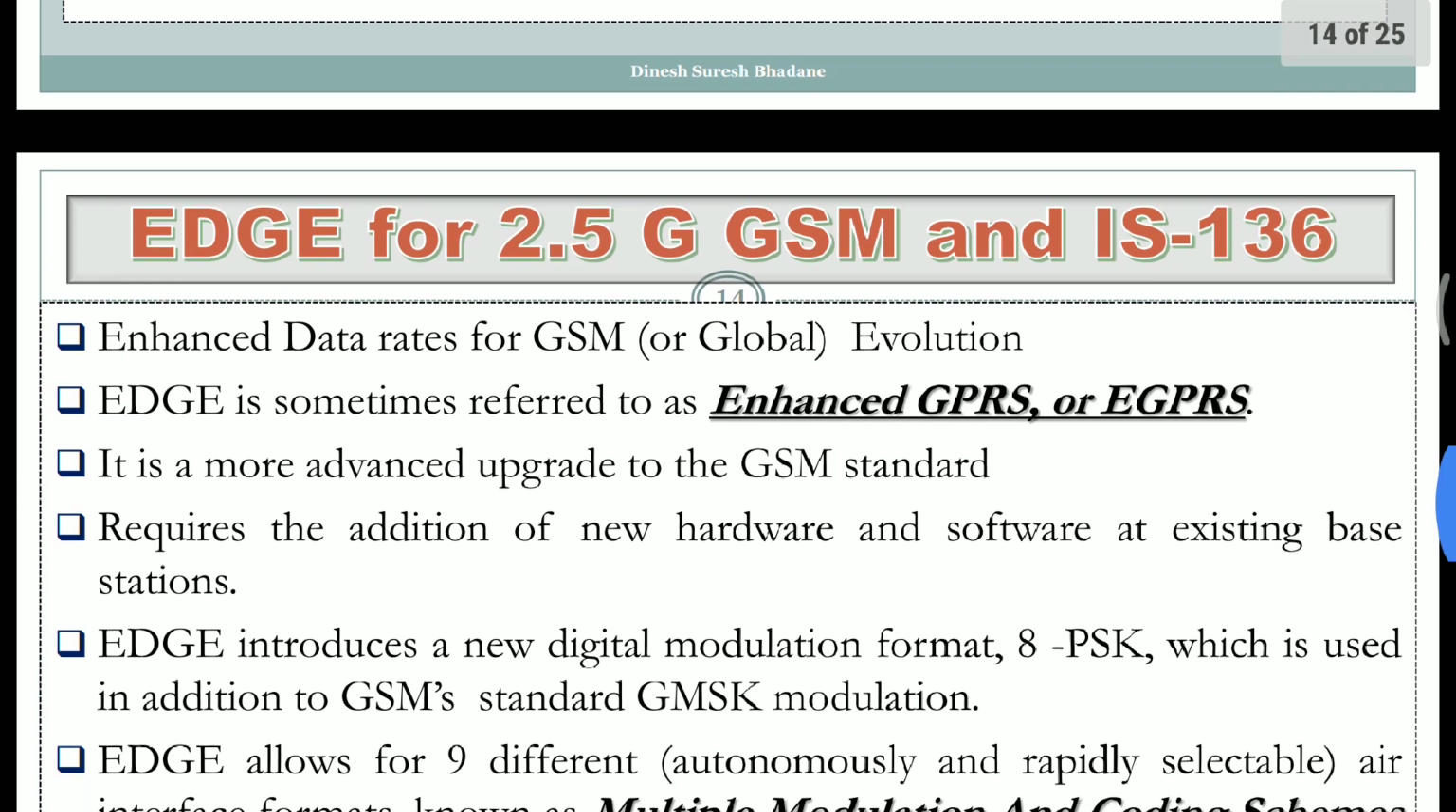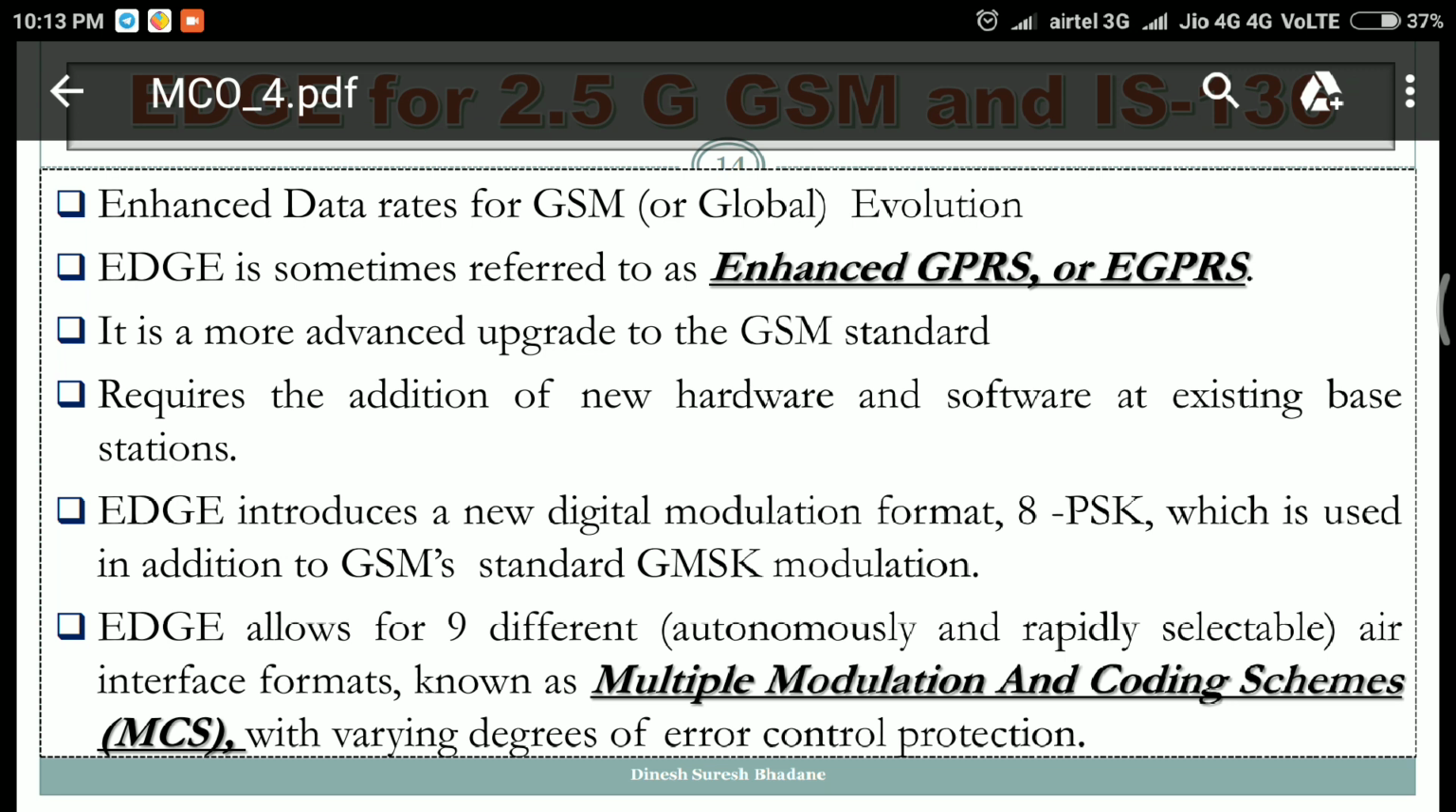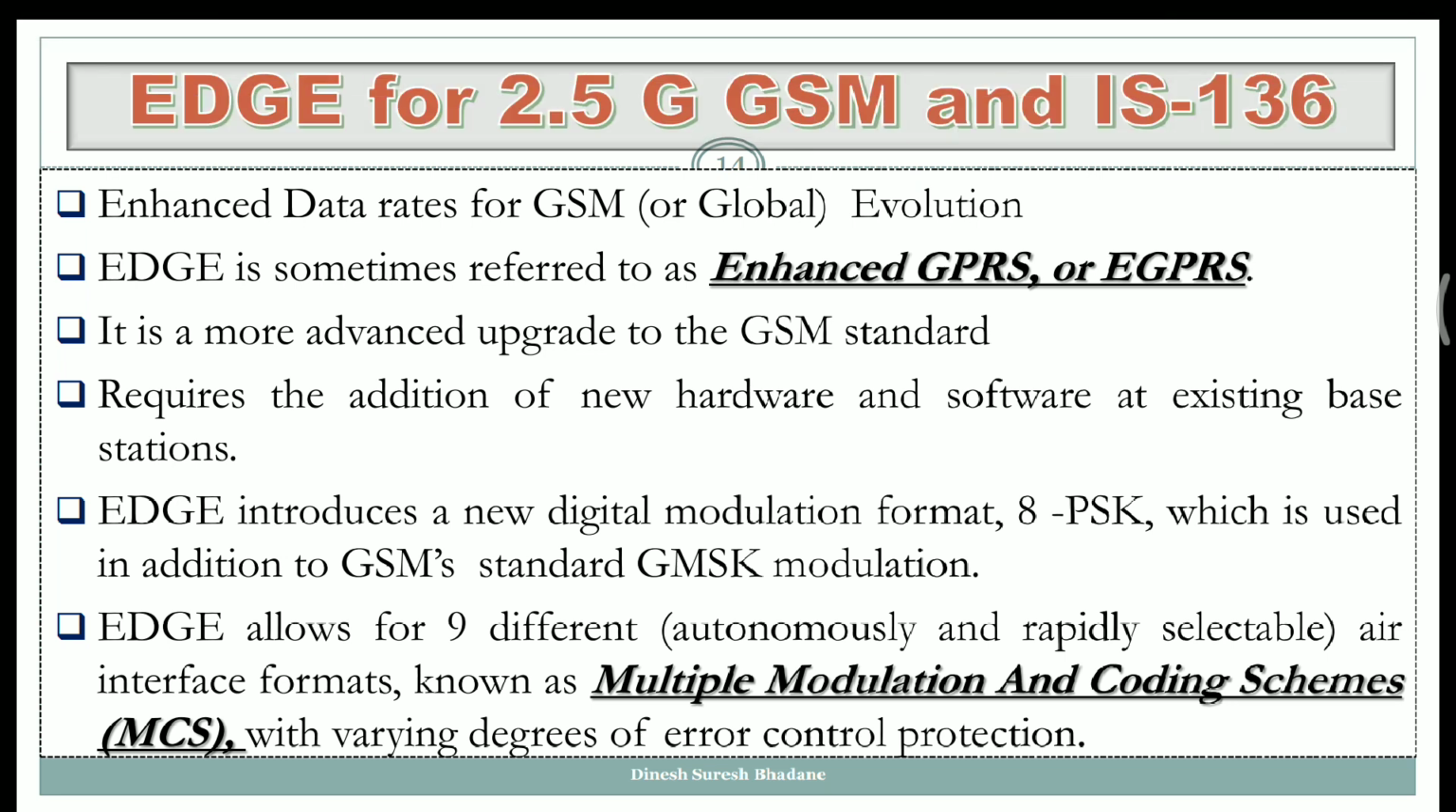Now, the next technique for the 2.5G GSM and IS-136 is EDGE, where EDGE stands for Enhanced Data Rates for GSM Evolution, where GSM stands for global system for mobile communication system. EDGE is sometimes referred to as enhanced GPRS or simply eGPRS. Here the word enhanced is used to show that there are some enhanced features included in this technique which are not there in GPRS. It is a more advanced upgrade to the GSM standard. It requires the addition of new hardware and software at the existing base station to achieve this enhancement capability.